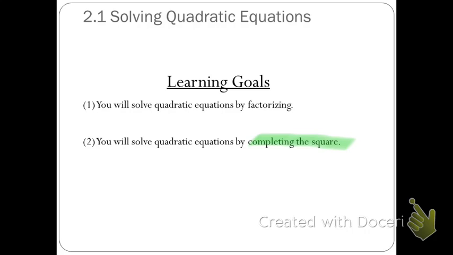Okay, now the other reason to learn completing the square is it helps us to write equations of certain types of functions and relations in helpful ways, but we'll get to that in other sections.